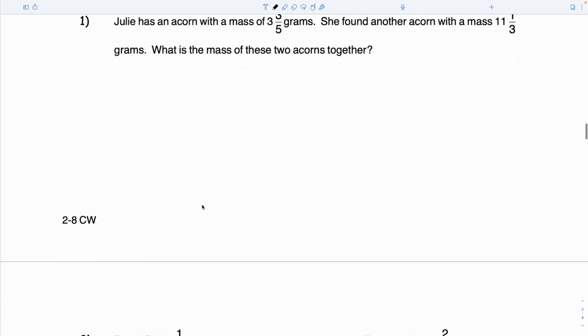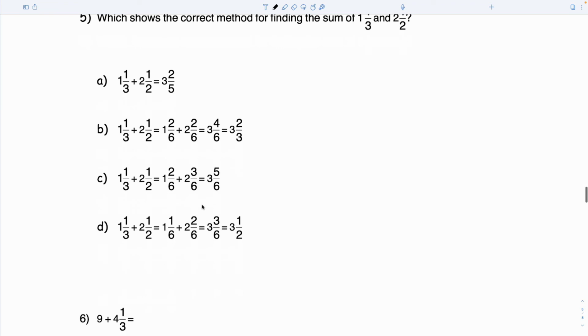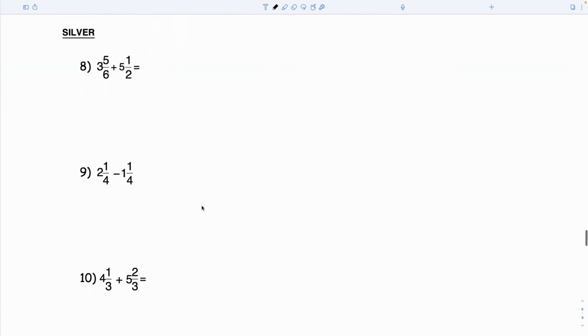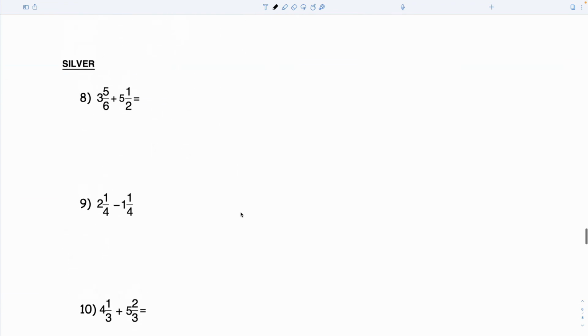If you want to skip to silver, I put silver in here because it is a really important skill that you need to have on your tests on Thursday. We'll get a lot more practice tomorrow and Wednesday, but I want you to actually start on number 8. Flip there together. We're going to do number 8 together, and then you'll go back and jump into independent.